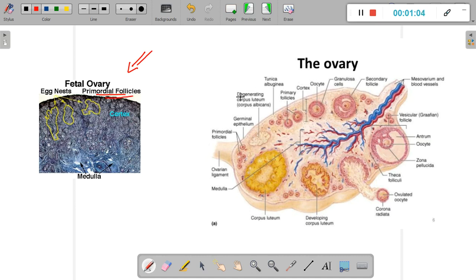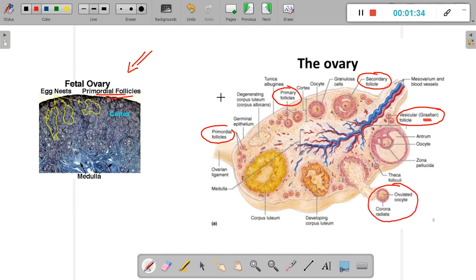But if you look at the ovary of an adult, a post-pubertal female, we'll see a lot of structures. We'll see primordial follicles, primary follicles, secondary follicles, and then the vesicular follicles, but the common name is Graafian follicle, very important, Graafian follicle. And in the ovary of a post-pubertal female, after puberty has been achieved, we also see ovulation, right?